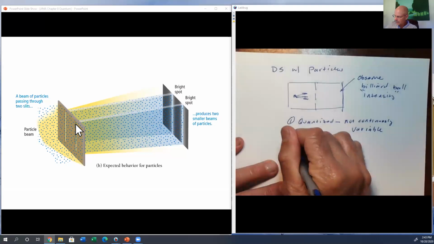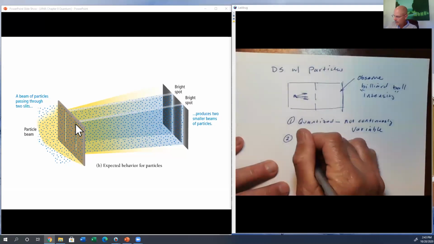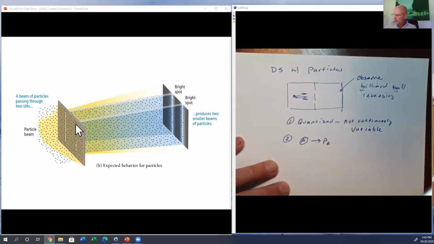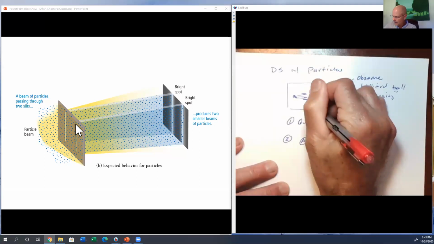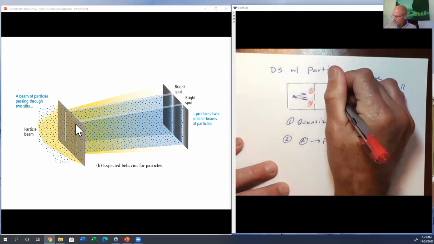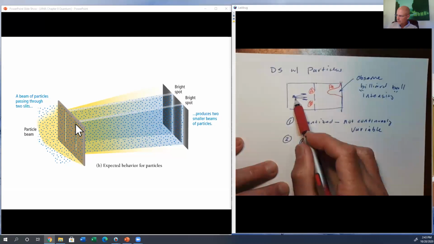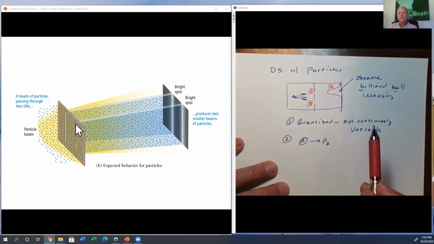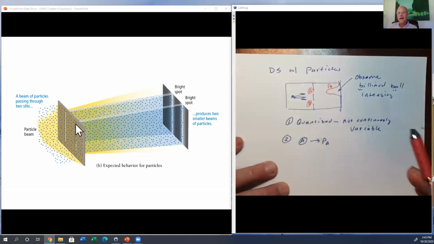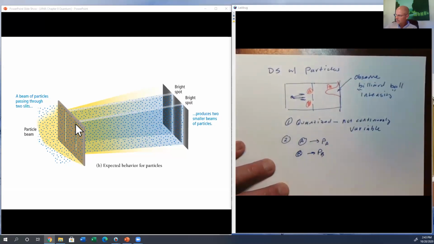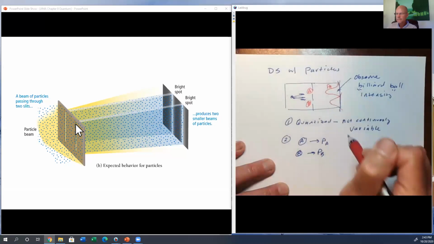Second thing you notice is if you open hole A, you get PA, which looks much like, this is A, this is B, this would be PA. Most of the billiard balls would come through and they'd hit here, a few would hit here and here and here. But you basically get a pattern that looks like that, all right? And if you open hole B, you get PB, which looks kind of like this, right?